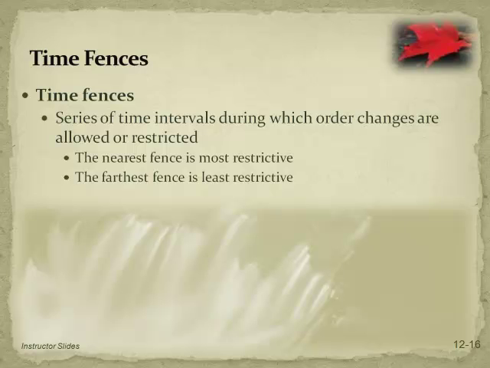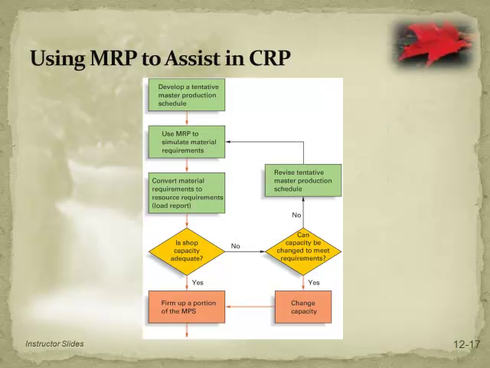Anything that needs to be done beyond the next month, we'll think about making changes, because we have some time in which we can adapt to those changes. So, capacity requirements planning in MRP. This slide shows how we might go about that.